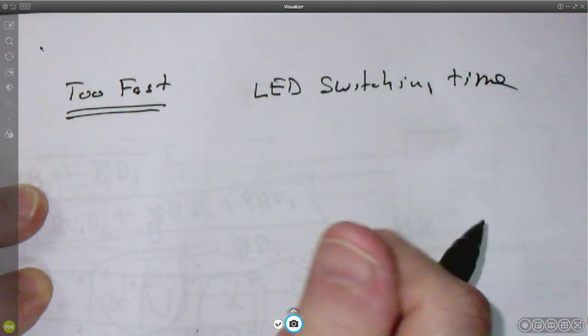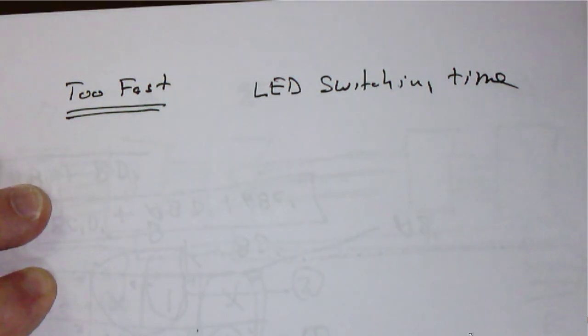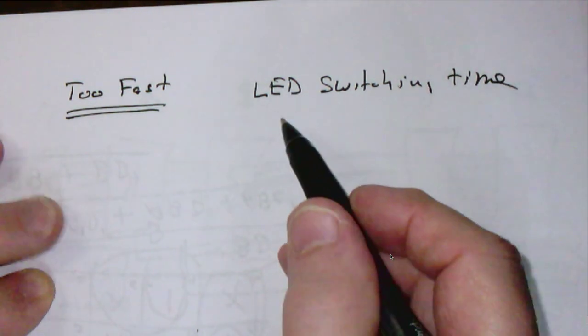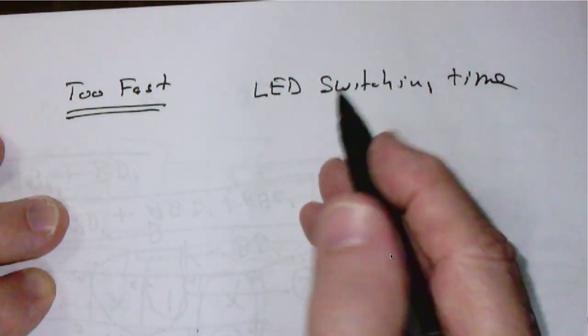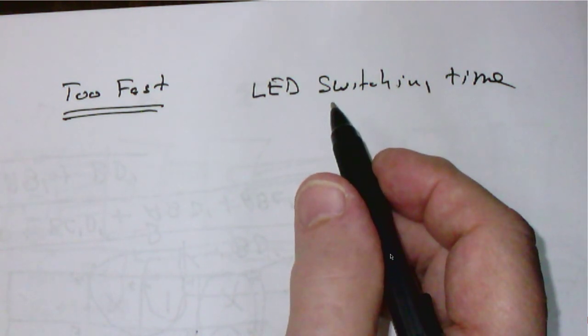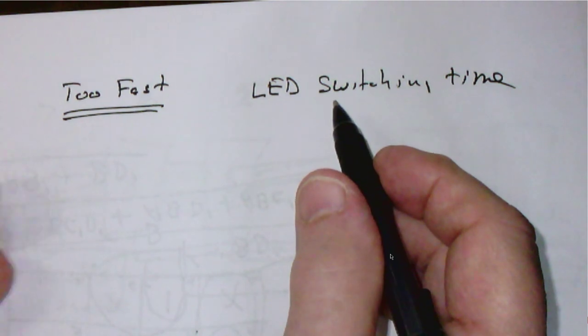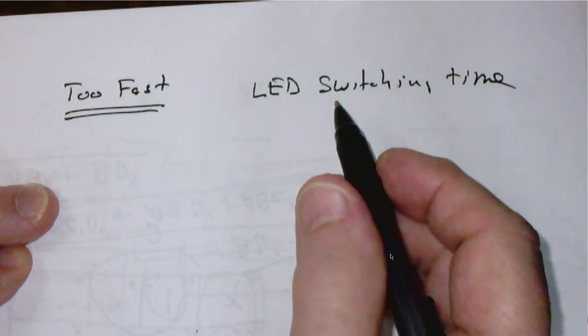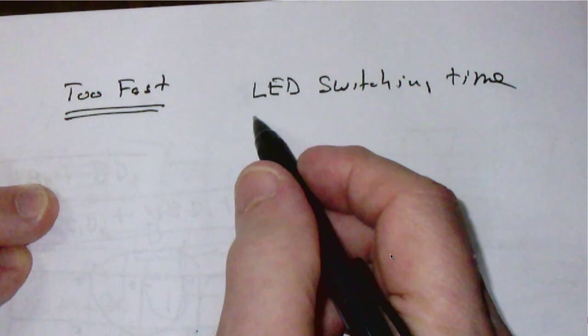So if the LED can't switch fast enough, then that's a definite limit. And what happens if you start to exceed this switching time, then the LED will remain on when it's supposed to be off, or it won't be on when it's supposed to be on. And so you have to slow it down so you do not exceed the inherent speed of the LEDs.